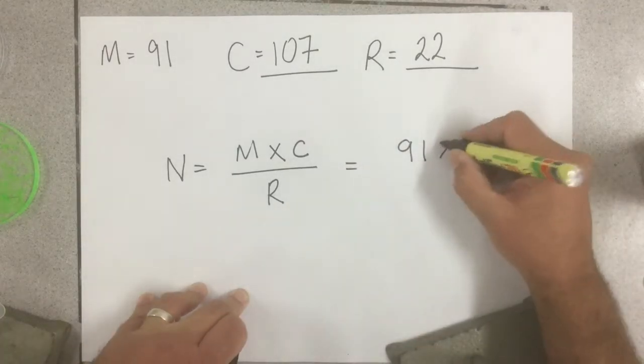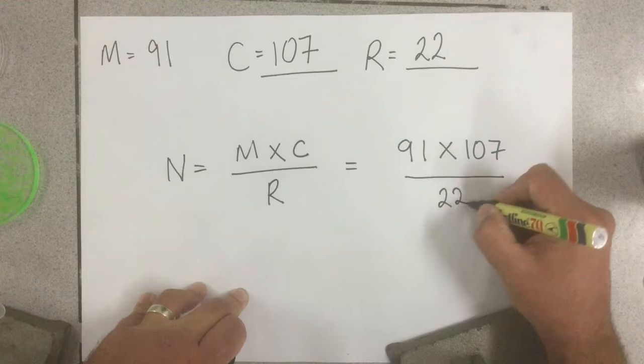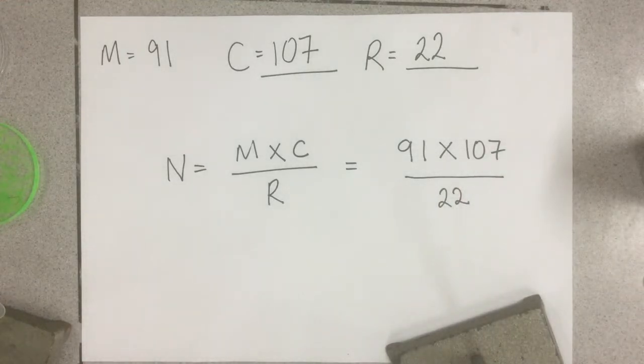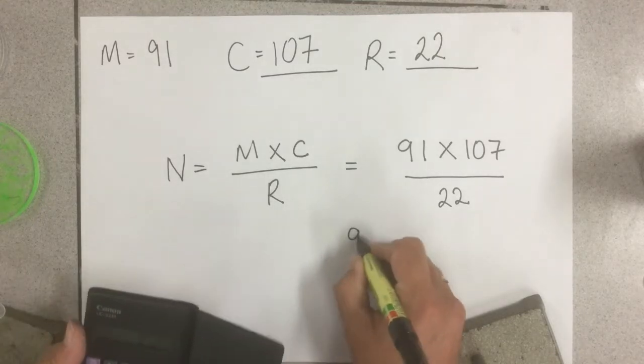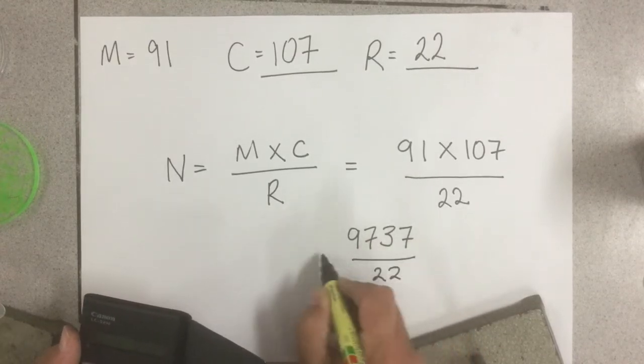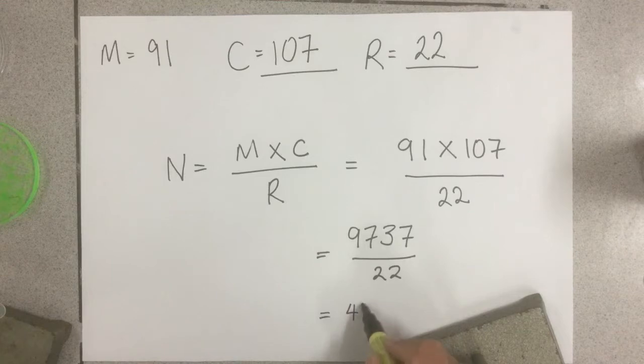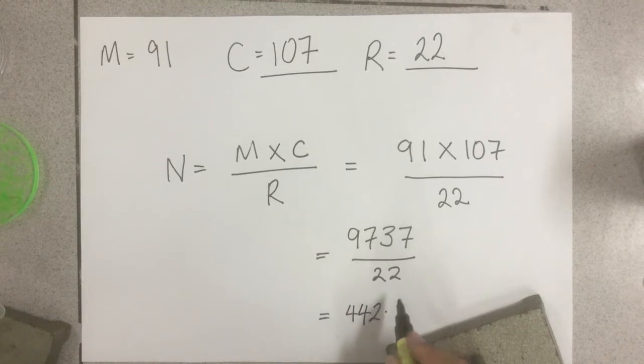So we substitute in our data where M is 91, C, which is our second catch, is 107, and the recaptures is 22. Simply use a calculator to calculate your values. And this provides us with a population estimate of 442.59 individuals.